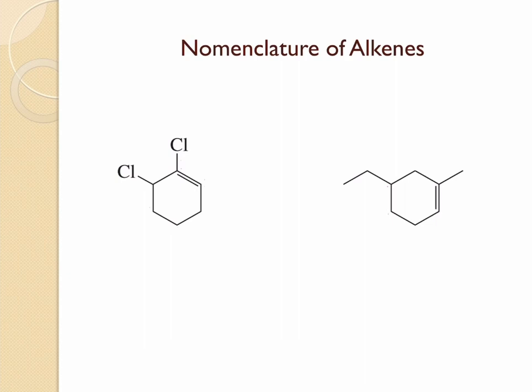Some more examples on cyclic alkenes. When you have a double bond and also a substituent present on a carbon, then you have to choose that to be carbon number 1. Okay, and after you choose that to be carbon number 1, you have to pass through the double bond and then get to the substituents present on the ring, making sure that you cover the shortest distance. So for this molecule, this is going to be carbon number 1, and this is carbon 2, 4, 5, 6. So the parent name for this molecule is going to be cyclohexene.